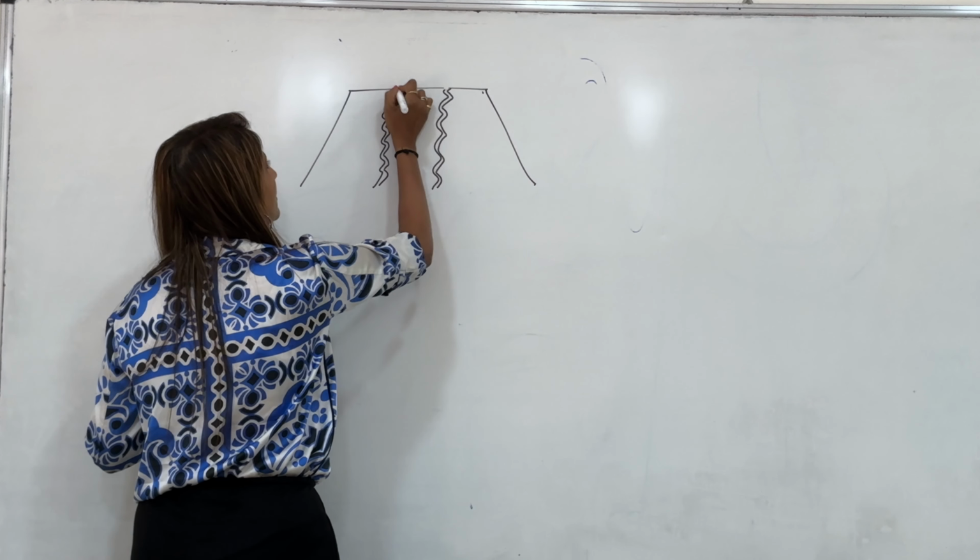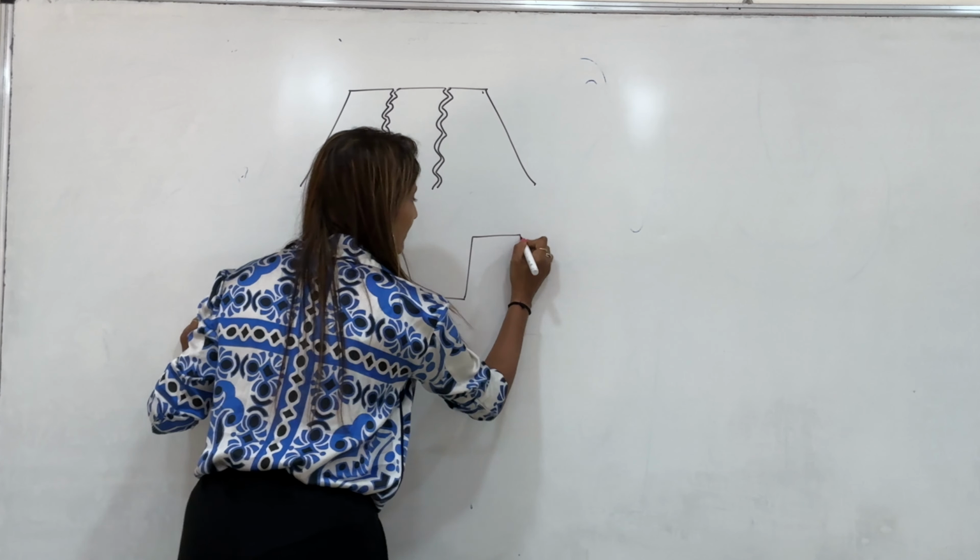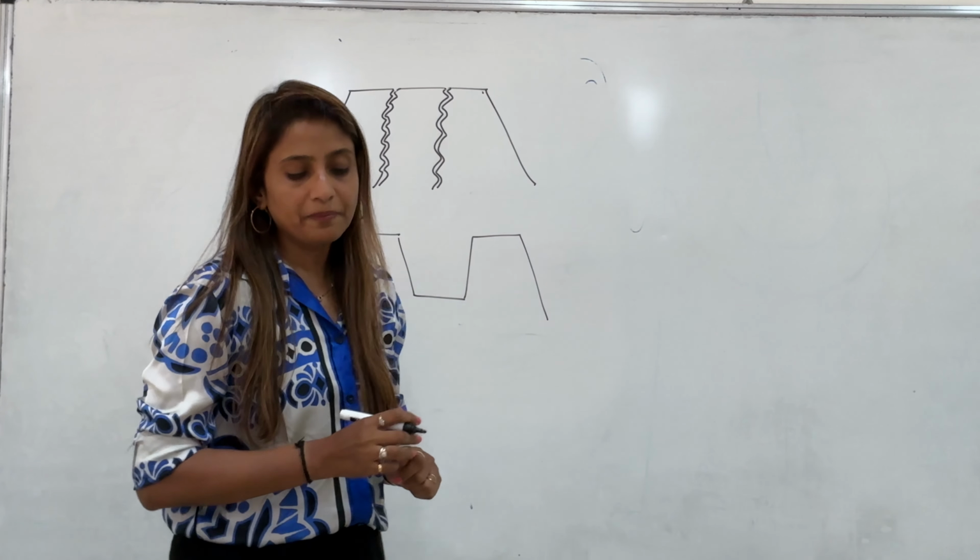Because of tensional forces, faults or cracks develop under the surface of the earth. Now when two parallel faults occur, what happens? The land in between them will subside and will form a rift valley. When two parallel faults take place, the land between the two parallel faults will subside and will lead to the formation of a rift valley.